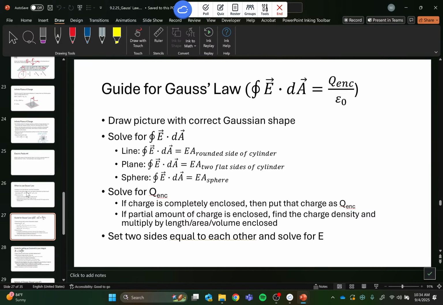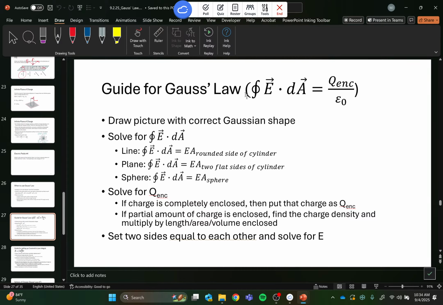If it's for a line of charge, that integral will just turn into E times the area of the rounded side. If it's a case of an infinite plane, that E dot dA will turn into E times the area of both sides, the top and the bottom. And then for the sphere, E dot dA will turn into E times the area of the sphere that you drew. These are the three possible scenarios. So great. Left side of the equation, done.